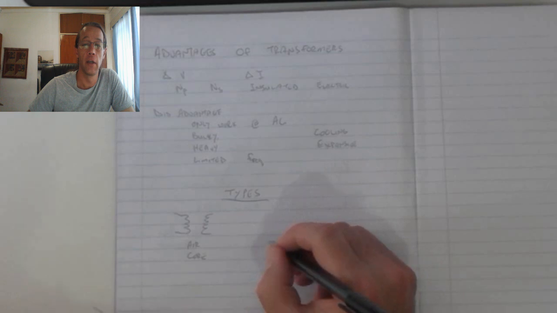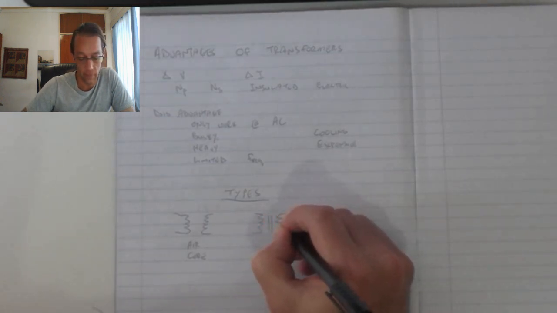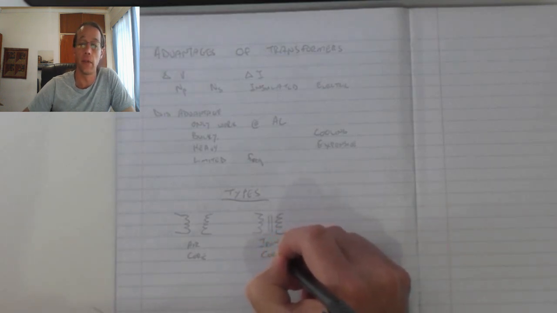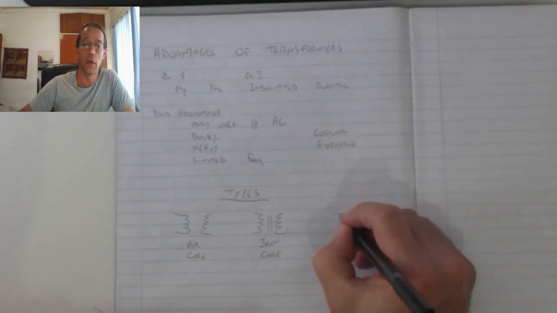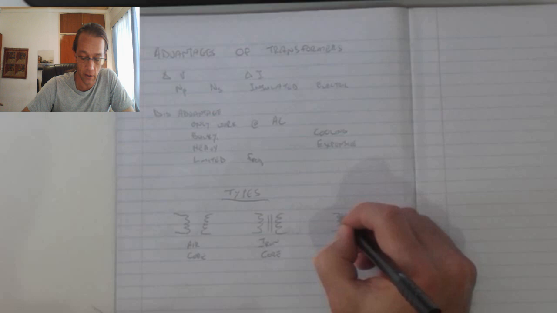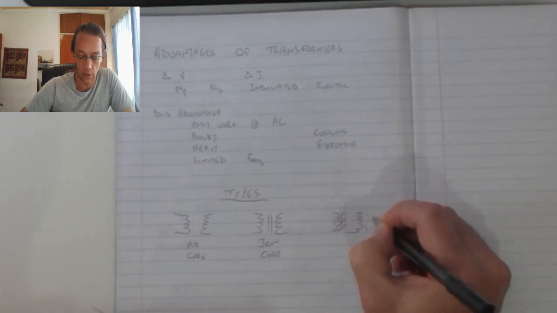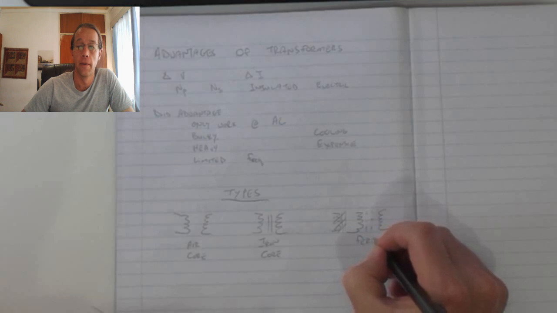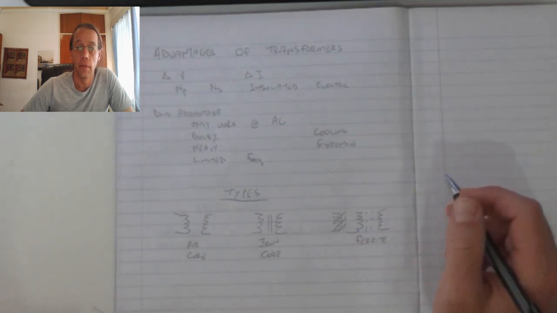For a soft iron core, we represent a transformer with the two solid lines. If I replace those two solid lines with dotted lines, then it represents a ferrite core, which is a very hard iron.